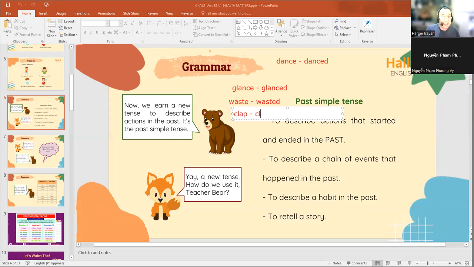Clap. Since clap ends in a consonant, we add ed, so that becomes clapped. Okay, what else? If we are going to say start, how are we going to form its past form? We just have to add only ed. So that becomes started.